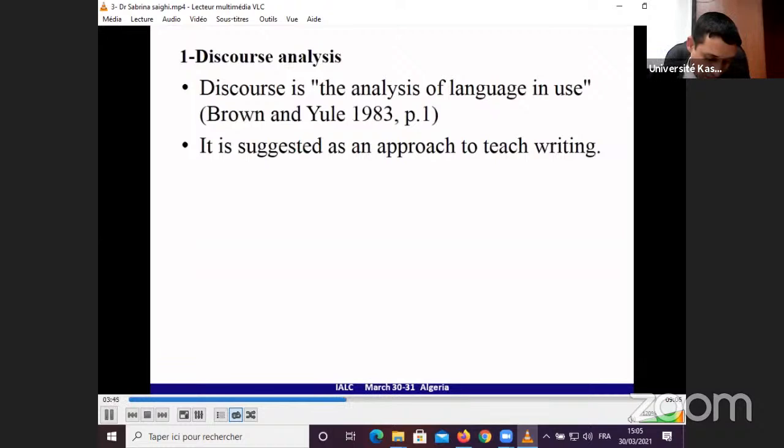Therefore, we can define discourse analysis as the analysis of language in use. So what do we mean? We believe that the use of language is important, rather than the focus on the language itself. That is to say, linguistic forms may have different functions in different contexts. Because of this, we have suggested using discourse analysis as an approach to teaching writing.